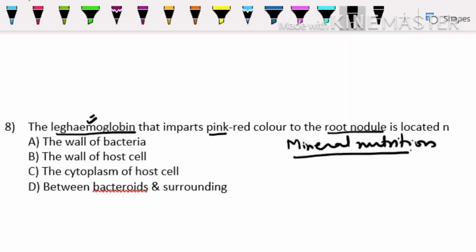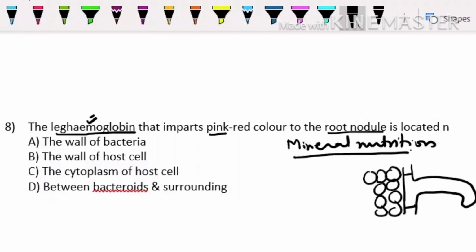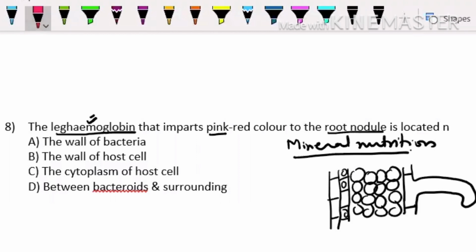If you remember the infection thread, this is the root which has gone for curling. And this is your cortex area. And this is the layer of the endodermis, having the deposition of suberin. And this is the layer of pericycle. So the infection thread will carry the dividing bacteria. This is your infection thread, which will carry the dividing bacteria.